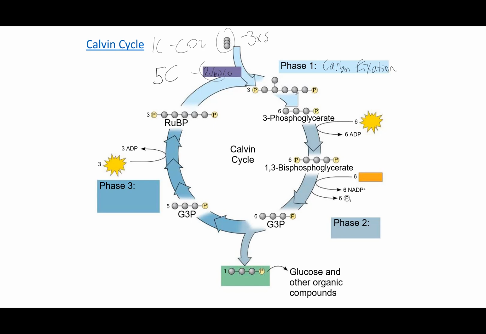So remember when we talked about the citric acid cycle? We went through the citric acid cycle twice because we had 2 acetyl-CoAs from our glucose that we split. This is going to happen 3 times. So we really have 3 carbons that we're going to deal with because we're going to go through the Calvin cycle 3 times. So we're going to keep track of our 3 carbons because we can't lose matter.